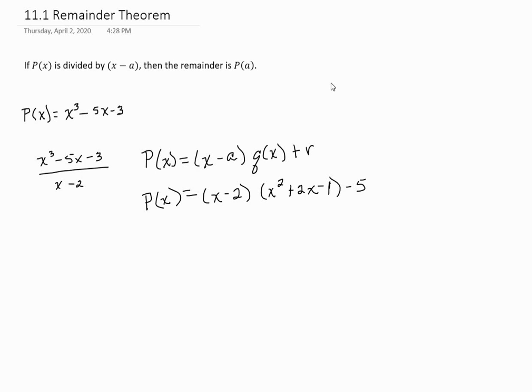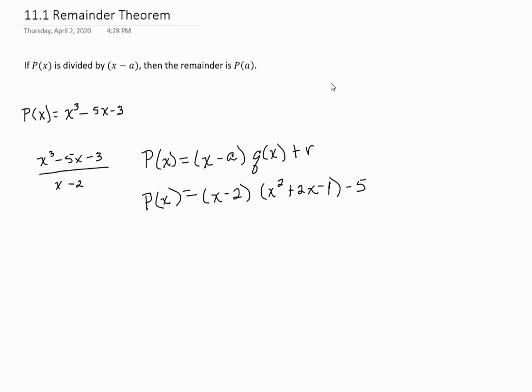Okay, we're going to be looking at the remainder theorem. What the remainder theorem states is that if I have some polynomial p of x, which is kind of like f of x, but p because it's a specific function, a polynomial, and I divide it by x minus a, then the remainder is p of a. Or in other words, I can evaluate that function at the point a.